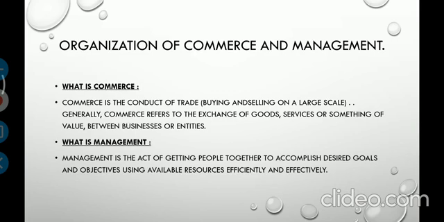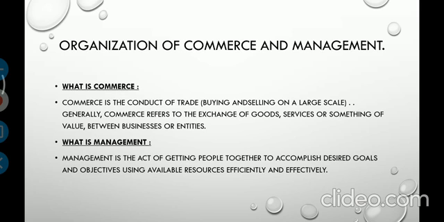What is Organization of Commerce and Management? What is commerce? You all have chosen commerce, but I don't think that hardly one or two of you must be very well aware what is commerce. Commerce is a subject. Yeah, it is. But what do you mean by commerce? From where it is derived? Commerce is the conduct of trade. Trade means buying and selling. Basically, when you buy and sell goods and services, it is said as commerce. When you buy and sell on a large scale, it is commerce. Commerce is a trade. It is buying and selling.